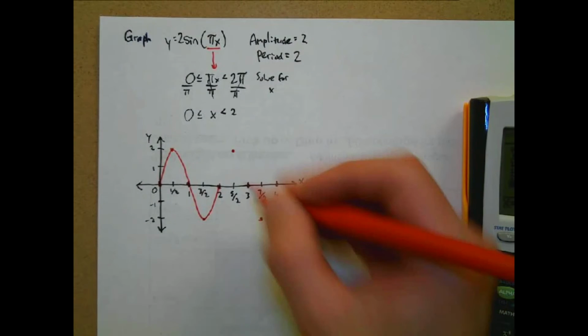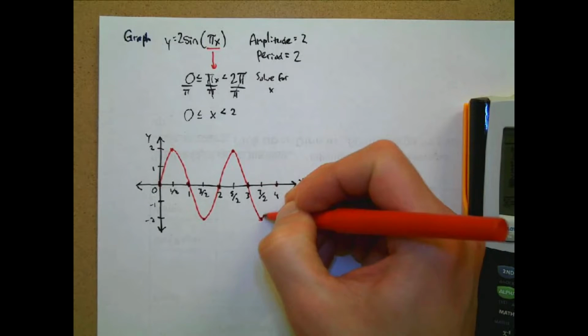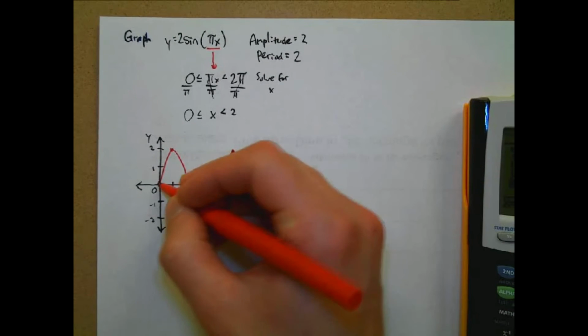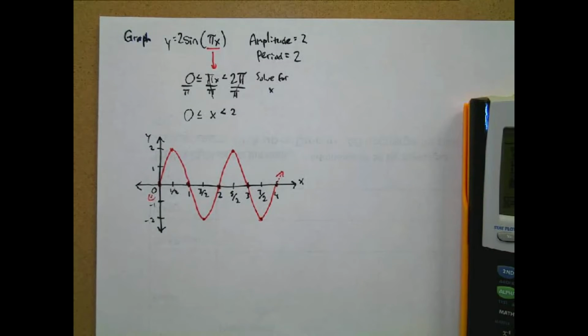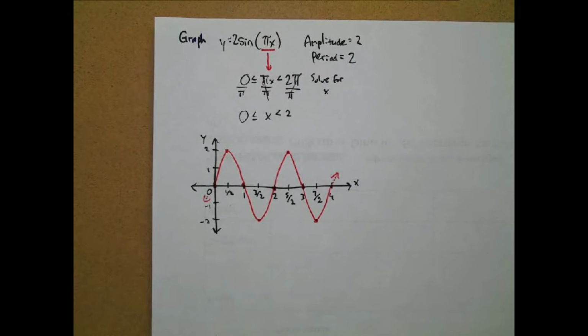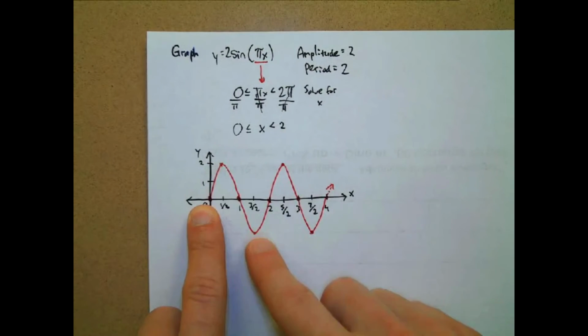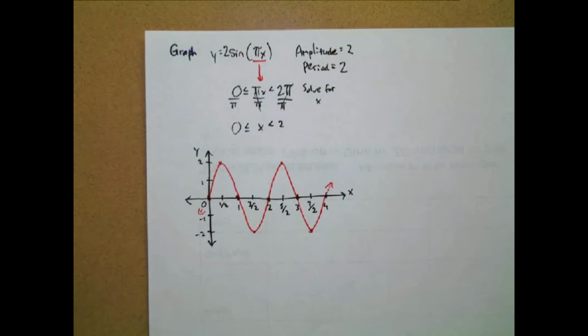Okay, I'm just going to continue the pattern there. And we'll just draw some happy little curves. Little Bob Ross. So again, there's our adjusted period, 0, 2. Amplitude of 2 as well. Okay. I did 2 full periods there.